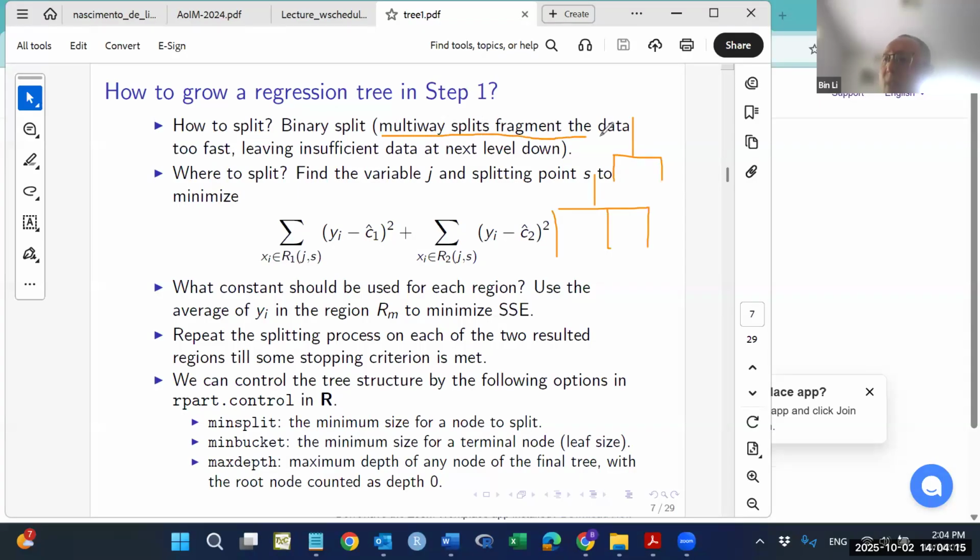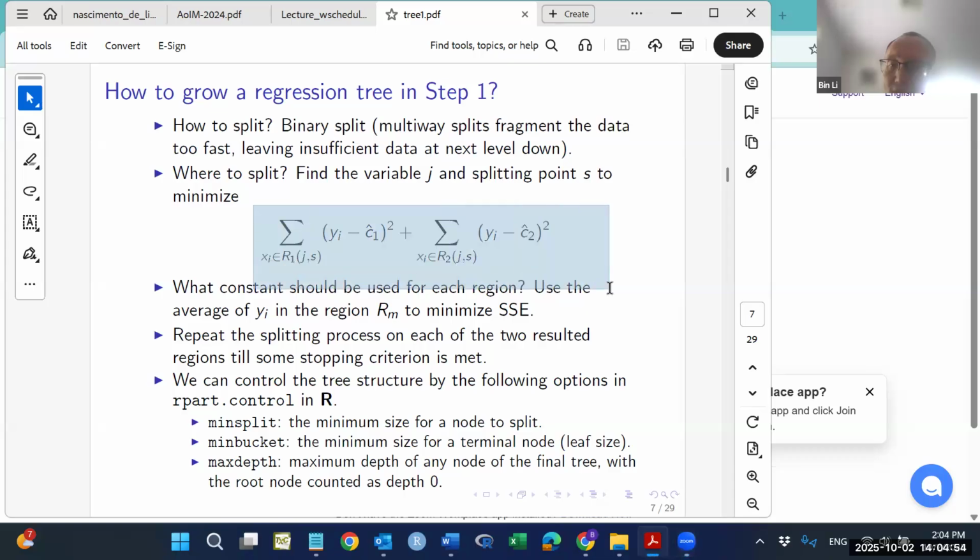There are some tree algorithms that can do multi-way splits. However, the mainstream or most of the tree algorithms do binary splitting. Why? Because multi-way splits have a problem. They split the data too fast so that they leave an insufficient amount of data points at the next level. We don't want that to happen. That's why in practice, you can see almost all the tree algorithms use binary splits.